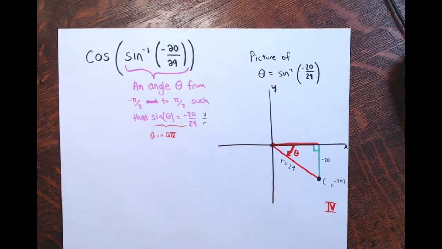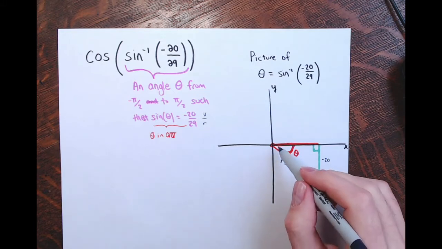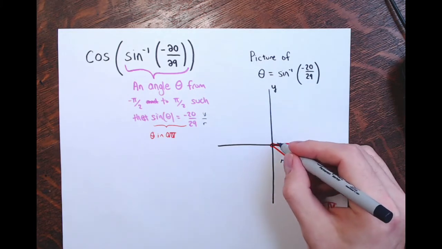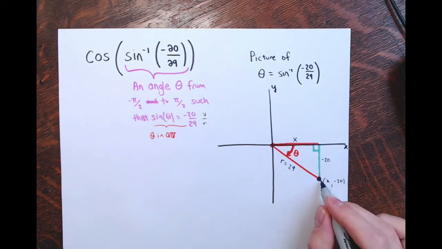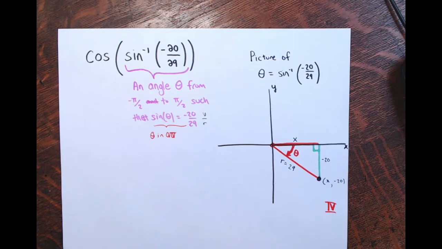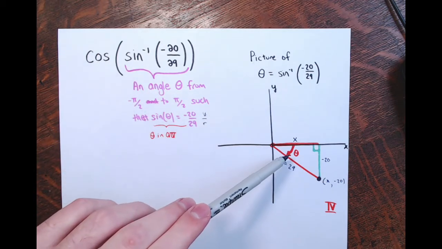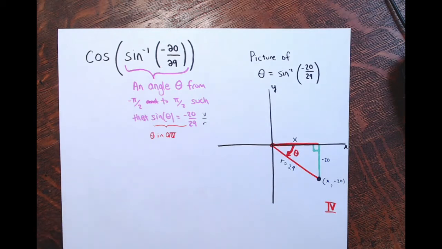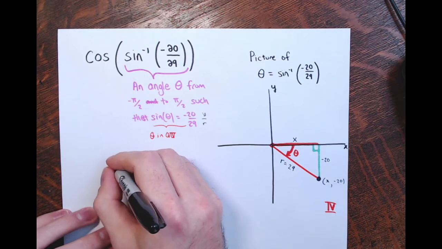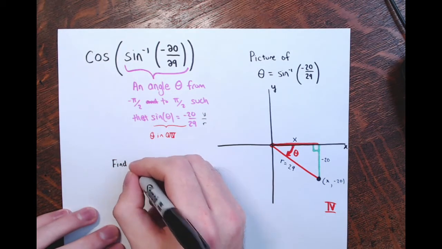So the only thing I don't know from this right triangle is this length. I don't know the x coordinate of the point I picked on the terminal side, and I've got to find that, because we're asked for the cosine of this angle. If I want the cosine of this angle that I'm calling theta, I need the adjacent length over the hypotenuse. I need x over r. So I want to find x, using the Pythagorean theorem.